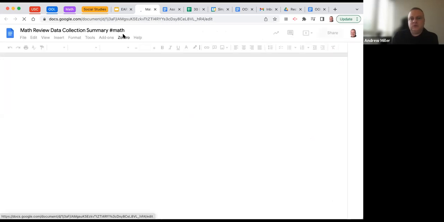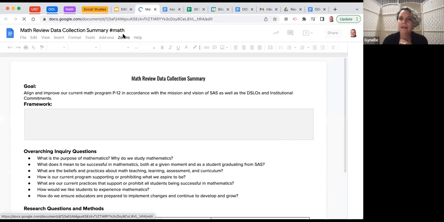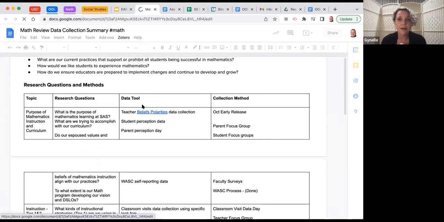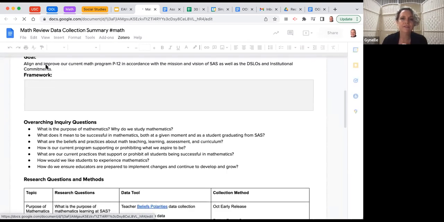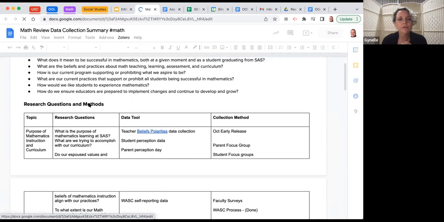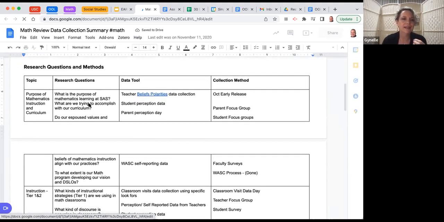Here we go. So this was how we organized our thinking. You can see at the very top we had our goal, then the framework we were using, and then those overarching questions. If you remember from last time, we had some categories. One was the purpose of math, with instruction and curriculum, and the other ones are instruction.